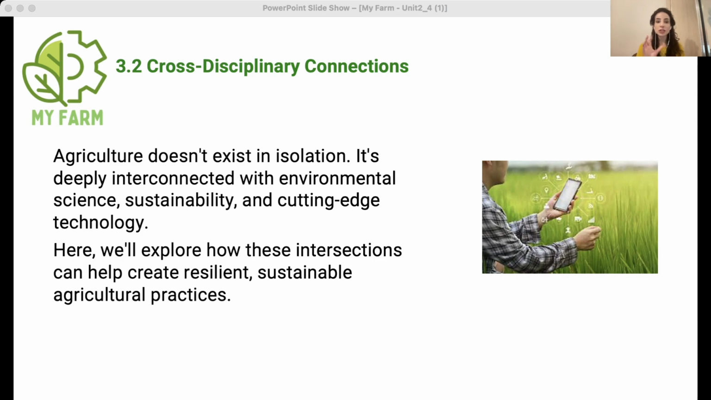Agriculture doesn't operate in isolation. It is deeply connected to environmental science, sustainability, and rapidly evolving technologies. Understanding this connection allows agricultural enterprises to become more resilient, efficient, environmentally responsible, and sustainable over time.